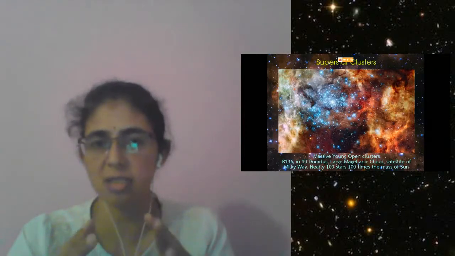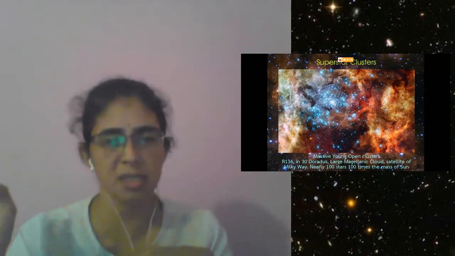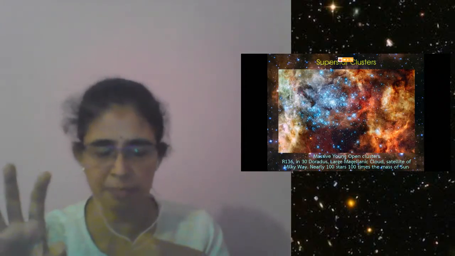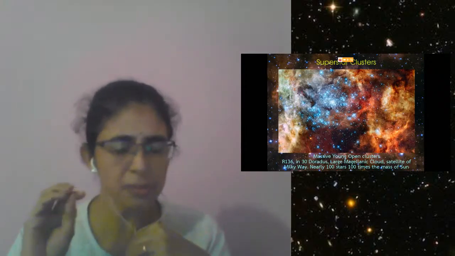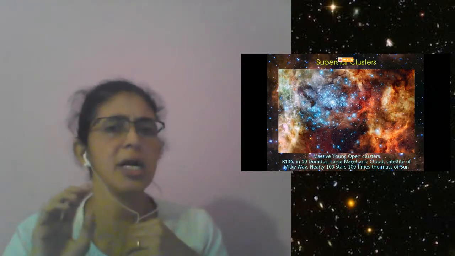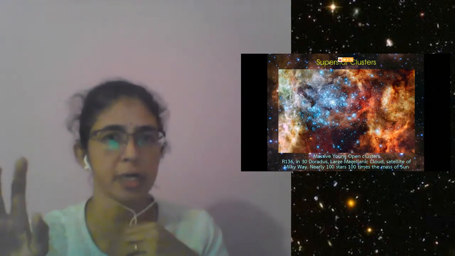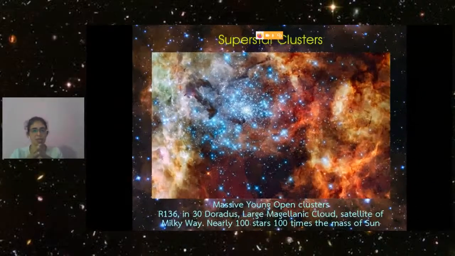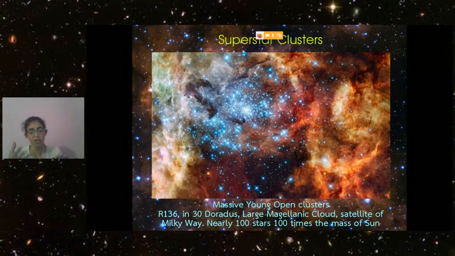But in this cluster, there are hundreds of 100 solar mass stars. In fact, even in our galaxy, to find a 100 solar mass star is very difficult. Maybe you may find one in the Arches cluster and so on, but normally a 100 solar mass star is very difficult to find. But in super star clusters, these are found in large amounts, nearly hundreds of stars.